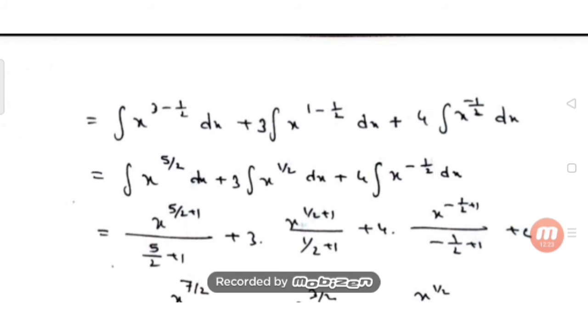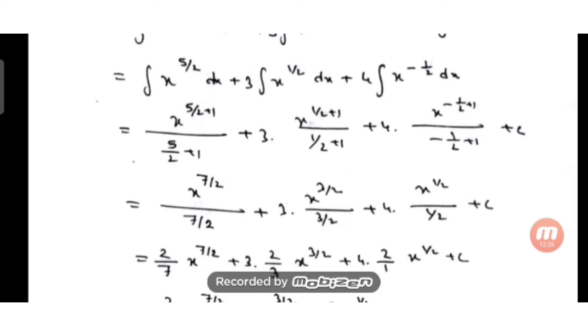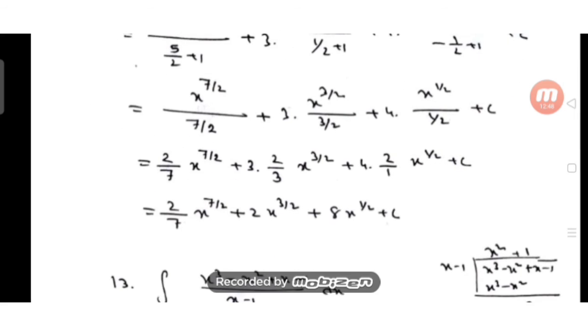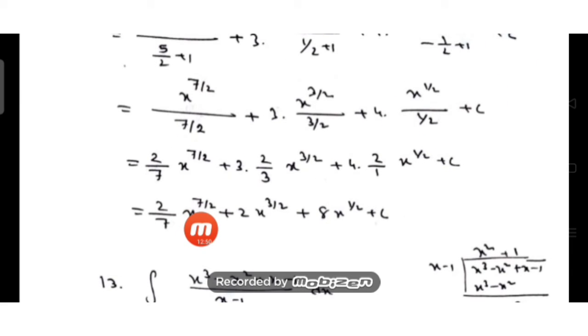So I have done the simplification part here. You see, 5 by 2 plus 1 is x to the power 7 by 2 by 7 by 2. 3 is there. x to the power 3 by 2 by 3 by 2, plus 4, and here it is x to the power half by half, plus c. This one I have written as a reciprocal: 2 by 7, x to the power 7 by 2. When I take it as a reciprocal, it becomes 3 into 2 by 3, x to the power 3 by 2. 4 into 2 by 1, x to the power half, plus c. Again, when I do this simplification, that is equal to 2 by 7, x to the power 7 by 2. This 2 cancels out, 2 x to the power 3 by 2. 4 into 2 is 8, x to the power half. Hope you understand up to this.